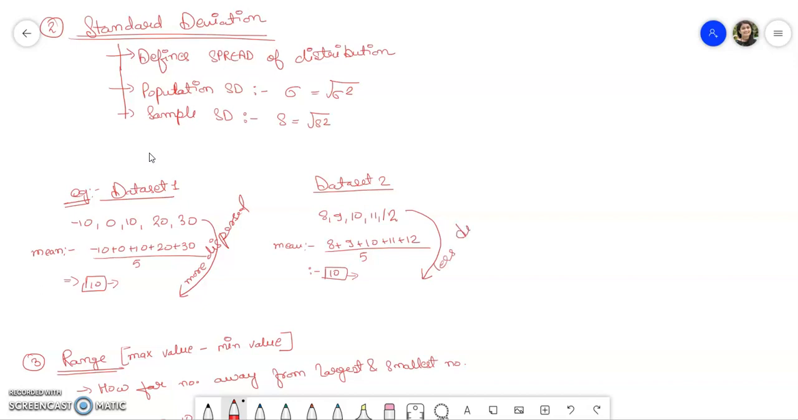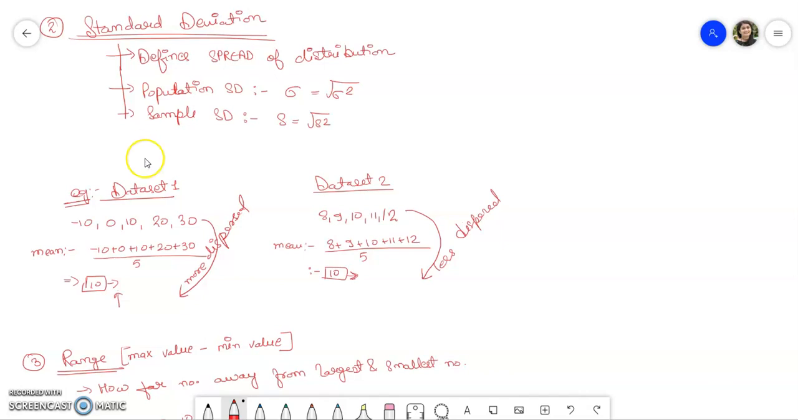When I say dispersed, I mean the difference between two data points. If you see, the difference between 8 and 9 is small, 9 and 10 is small, so there is very little difference. But the difference between minus 10 and 0 is 10, then 0 and 10 again is 10, so it is more dispersed. So we can conclude that these numbers are not so close to 10, and these numbers are very close to 10. That is the standard deviation.